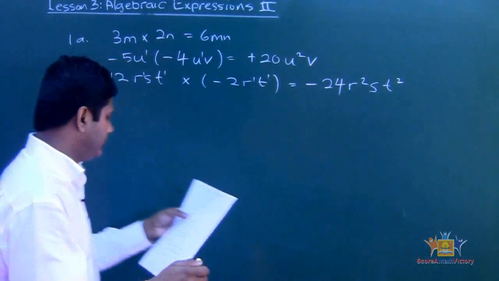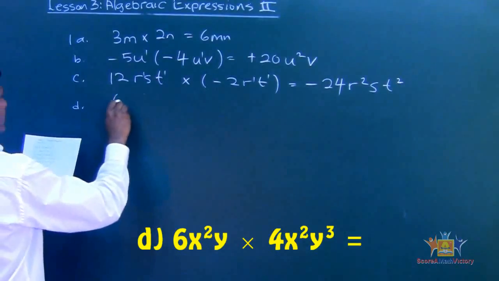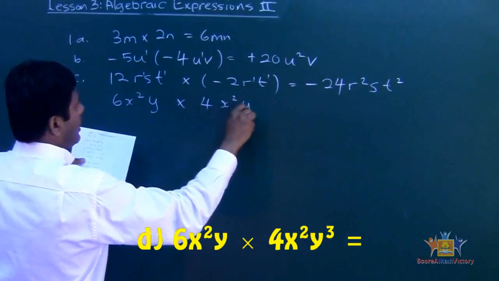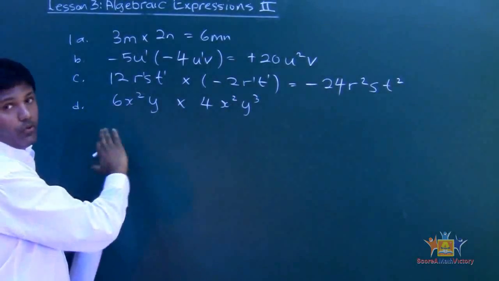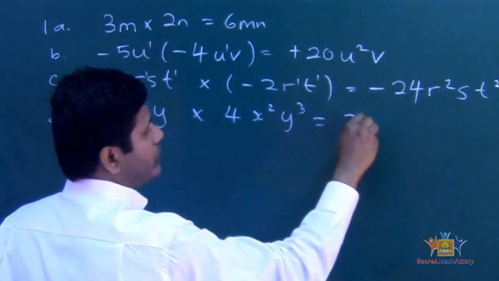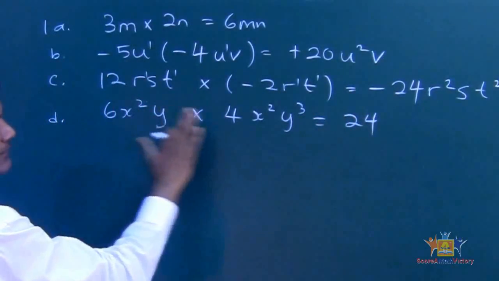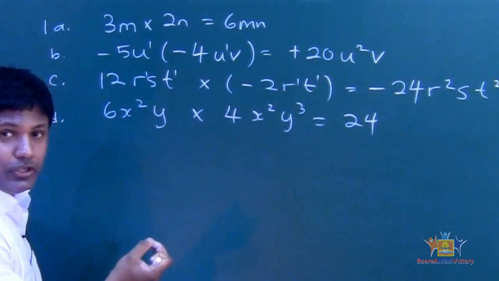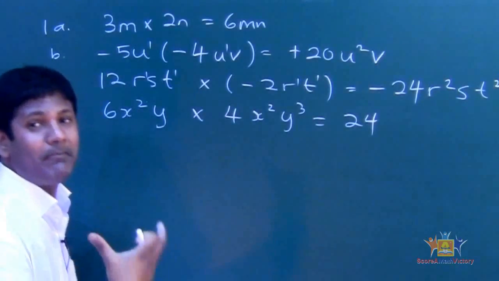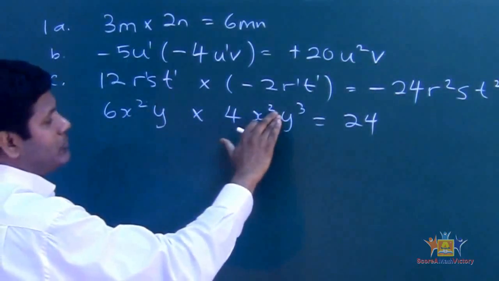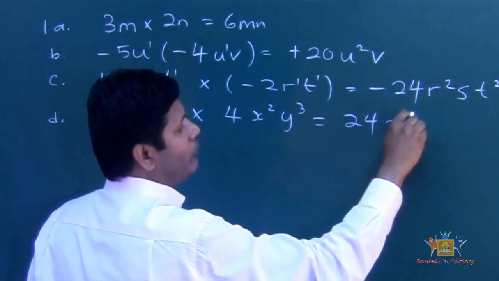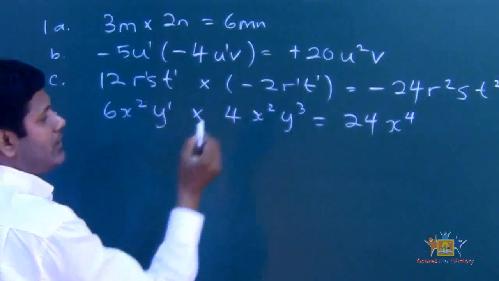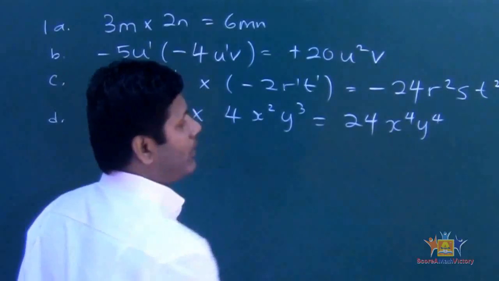Okay? Okay, let's do D. Now same thing with D. You got 6x squared y times 4x squared y to the cube. 6 times 4, always multiply the numbers first, okay? 6 times 4 is 24, and then start with x and x. Now look at that, power of 2, power of 2. That means square and square. What do you do to the powers? You add the powers. When you multiply, you add the powers. So 2 plus 2 is 4, so you put x to the 4th power. What about y? There's a 1 right there. 1 plus 3 is 4. So y to the 4th power, right there.